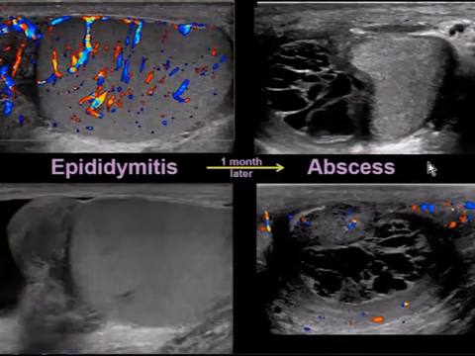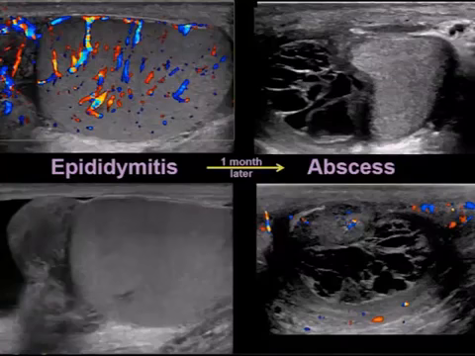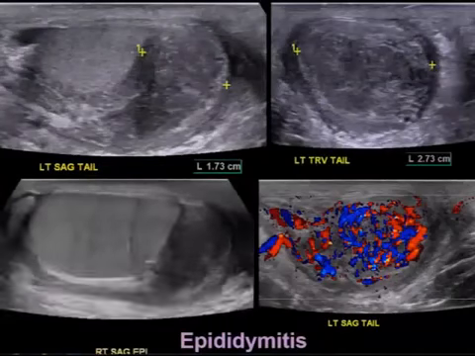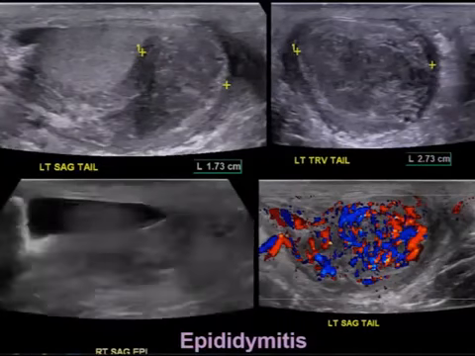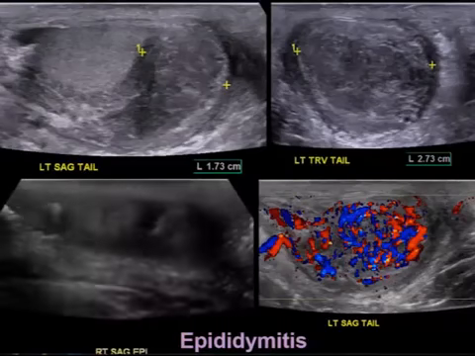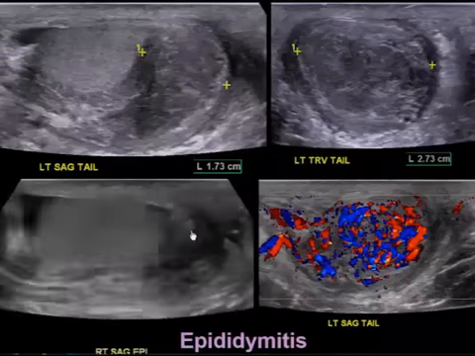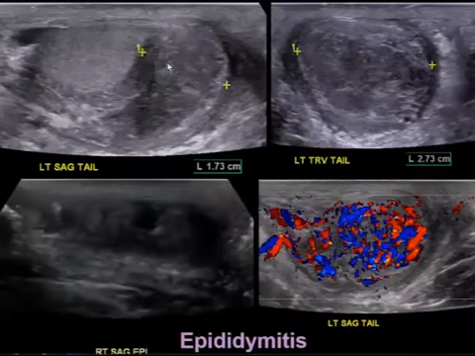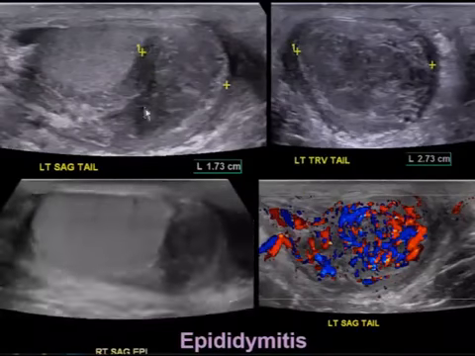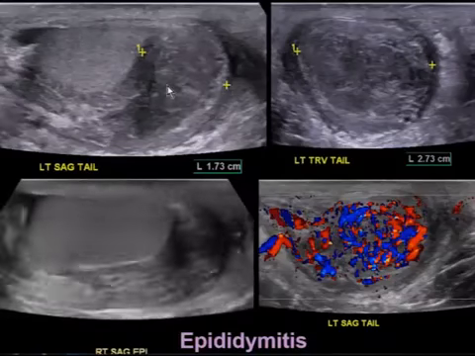Does not happen too often, but it can happen, and ultrasound is a good way to monitor these patients. Here's a patient with acute epididymitis involving the tail of the epididymis more than the head. We see on this longitudinal view of the tail, this was bilateral. We see the longitudinal view of the left tail shows marked thickening and hypoechogenicity.